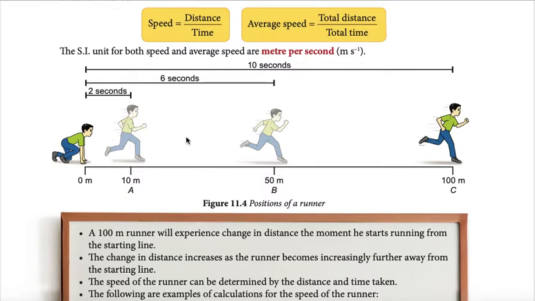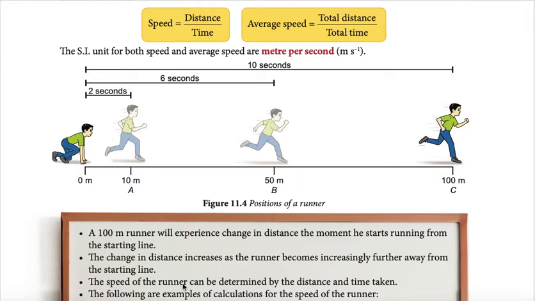At point A is the nearest point with the starting point. Therefore, perubahan jarak only 10 meter, which is the shortest one. Then, the more he further away from the starting point, the more bigger the change in distance. Point B, 50 meter. Point C, 100 meter is a point where the finishing line here.